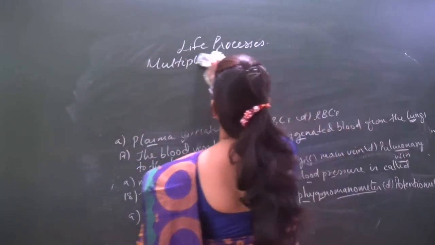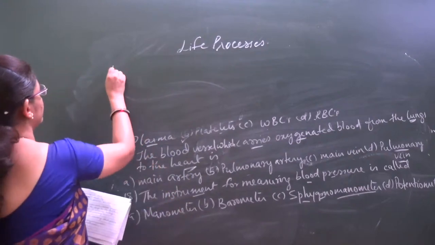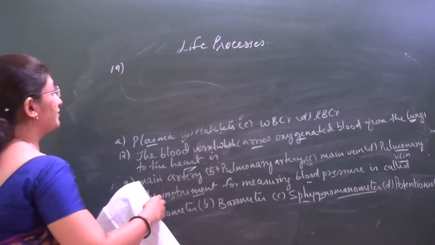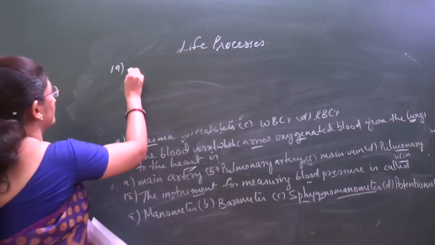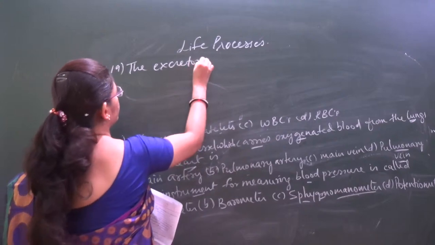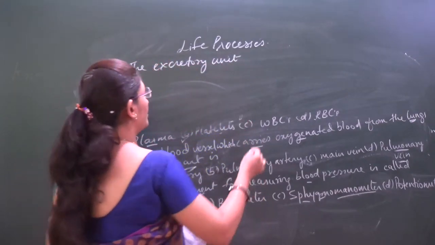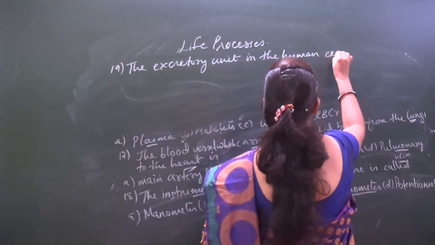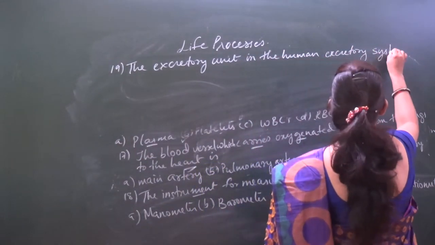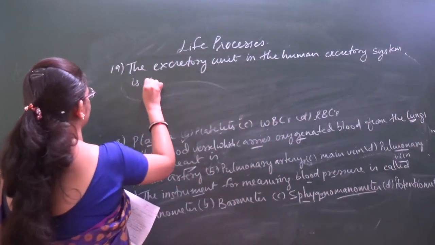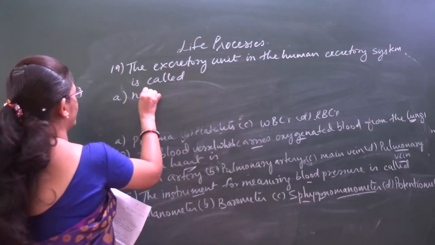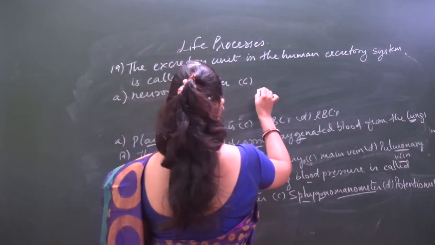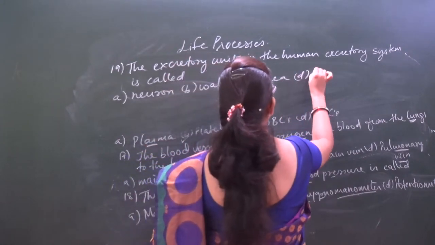The next question, question number 19. The excretory unit in the human excretory system is called, option A, neuron, option B, water, option C, urea, option D, nephron.